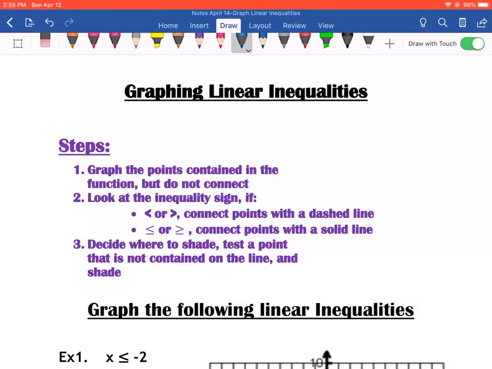Our last step here is to decide where to shade. How we determine where to shade on a linear inequality is we test a point that is not contained on the line. If the point is true, then we're going to shade where that point is contained, and if it is not true, we're going to shade on the other side of the line. So that'll make a little bit more sense here as I work through an example, and you can kind of see what I mean by that.